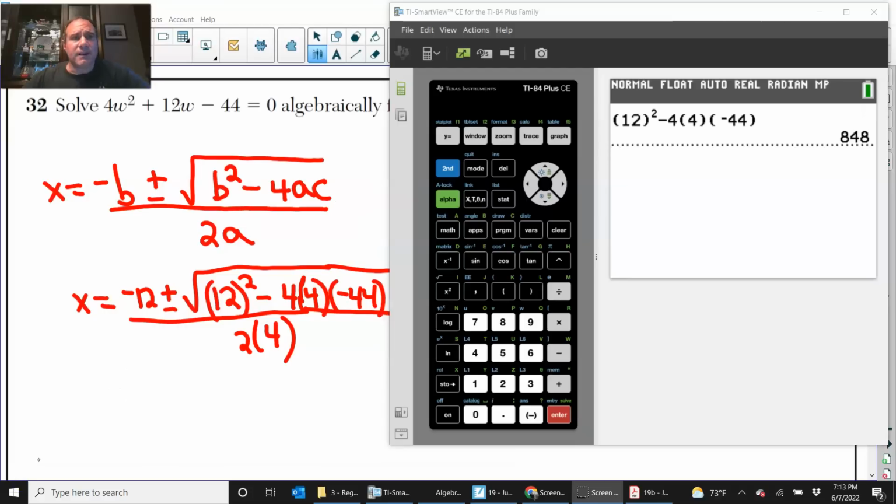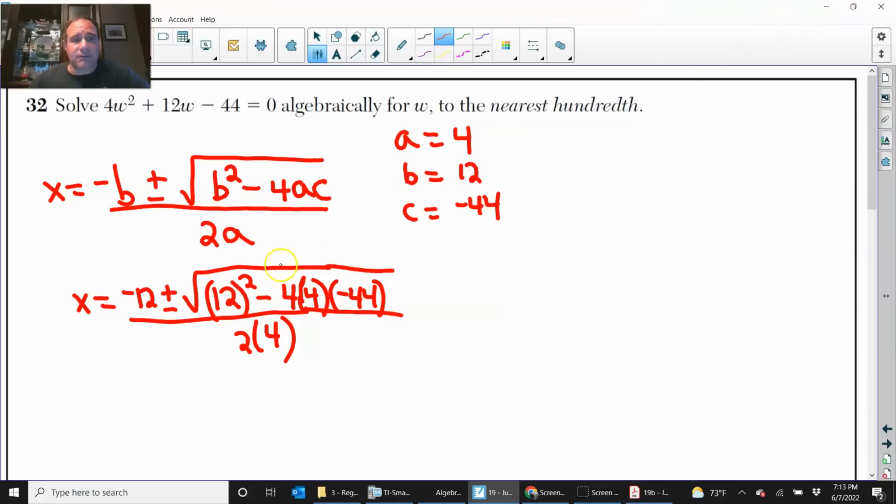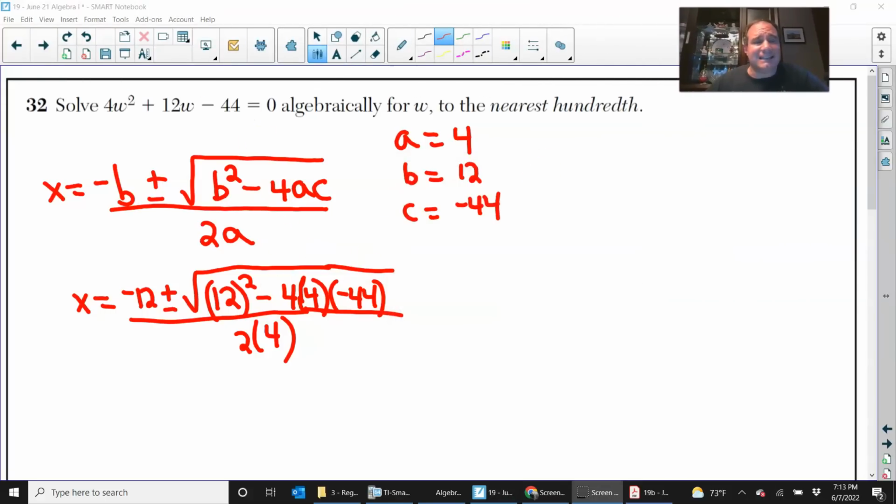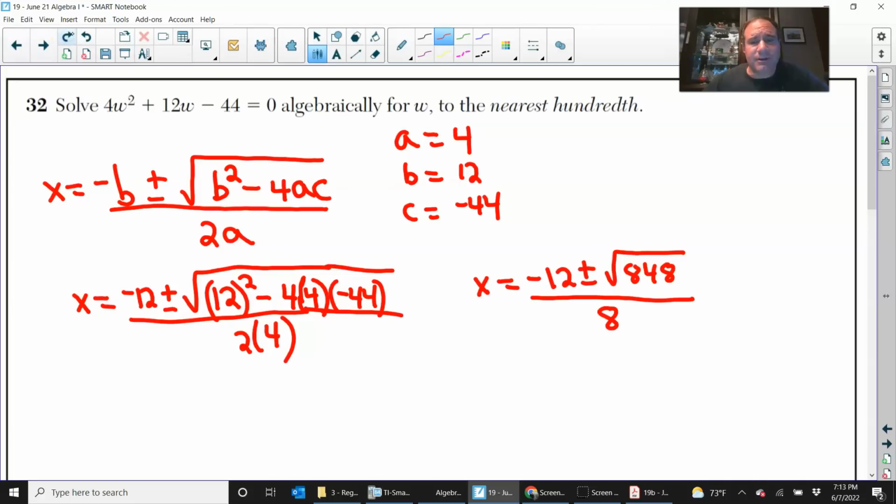And I'm going to put that right into my calculator without the square root. All right, I'm going to get 848. So underneath the radical, underneath the square root, I am going to get 848. So when I put that down, I'm going to put it down just like this. And that 2 times 4 is the 8.